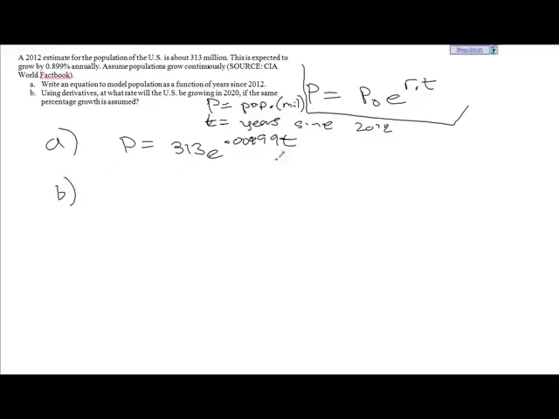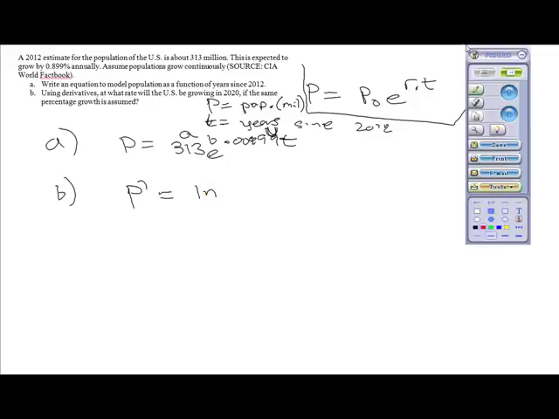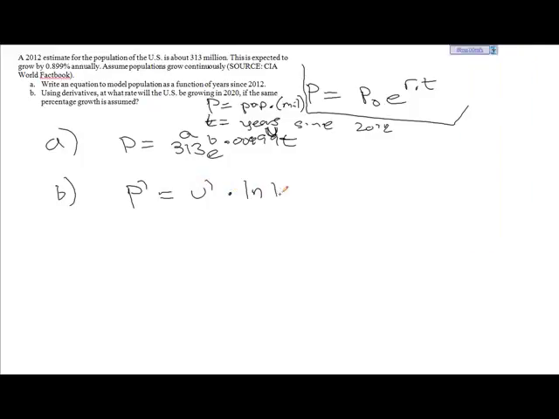Using derivatives, at what rate will the U.S. be growing in 2020 if the same percentage growth is assumed? So P prime we need to find first, which is going to be, well, in this case we have not just an x in the exponent, so we'll call this thing U. Here's our base is E, and 313 is A, and by the form of the derivative of an exponential function, it's going to be the natural log, the U prime times the natural log of B times A times e to the U.